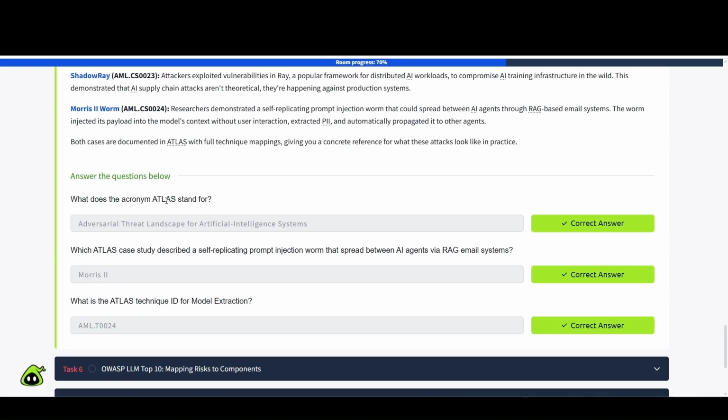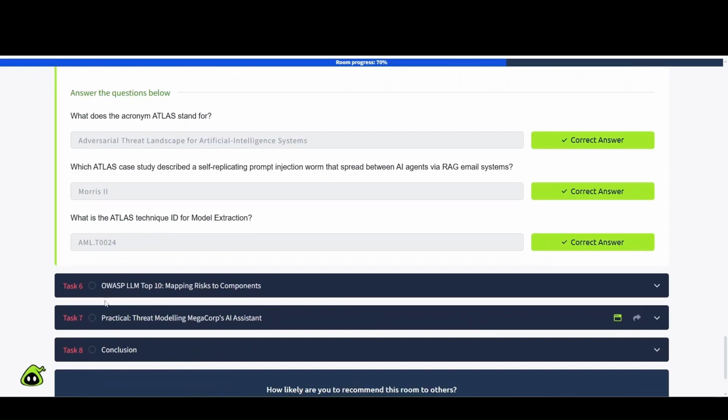What does the acronym ATLAS stand for? That's going to be Adversarial Threat Landscape for Artificial Intelligence Systems. Which Atlas case study described a self-replicating prompt injection worm that spread between AI agents via RAG email systems? That's going to be Morris II. What is the Atlas technique ID for model extraction? That's going to be AML.T0024.